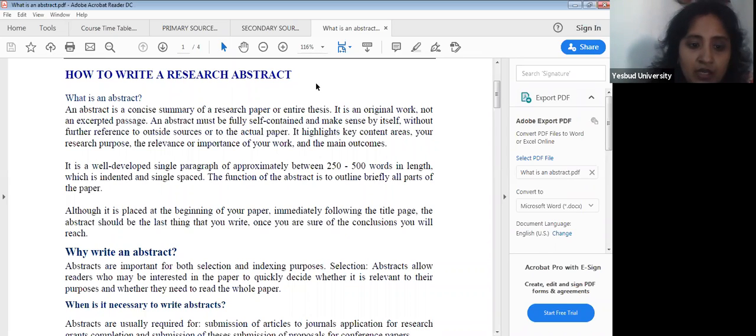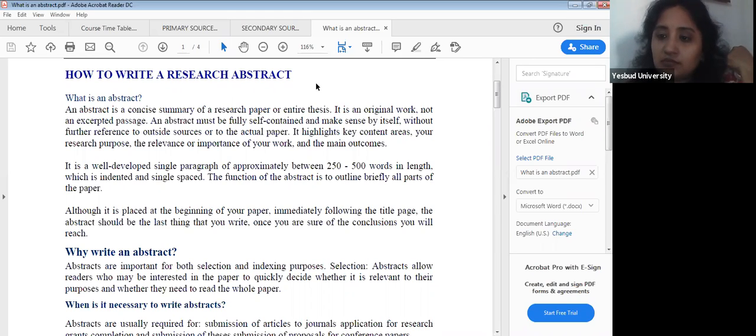Although it is placed at the beginning of your paper, and this is a very important point, immediately following the title page, the abstract should be the last thing that you write, once you are sure of the conclusions you will reach. Once you are sure that this will be the result, only then do you write it. It is the first part of your paperwork, in which you show your research project, but it is mostly written at the last minute because you have the findings and you are sure about them, that yes, the result is this only.